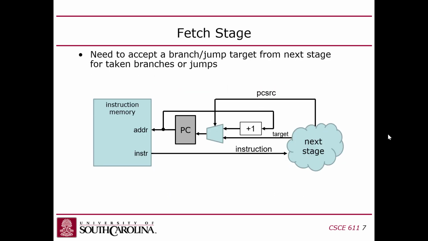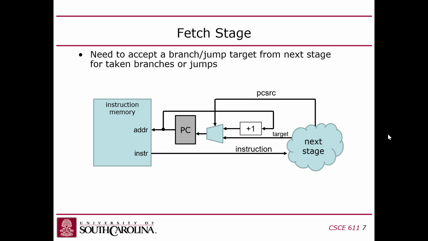Okay, so let's look at some diagrams. So this is essentially what we want to do. We have the fetch stage, and previously we had the program counter feeding the address of the instruction memory, and we had the program counter being incremented by 1 and then fed back into the program counter. So it was just a counter. But now we want to add this MUX that allows us to select whether we want to put PC plus 1 in or some target that comes from the execute stage.